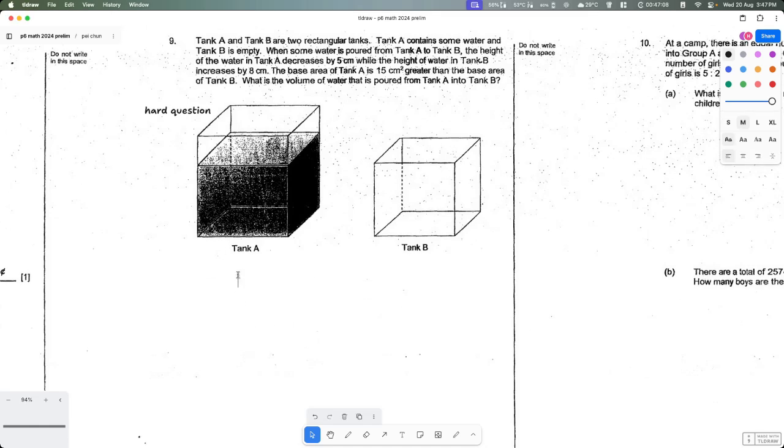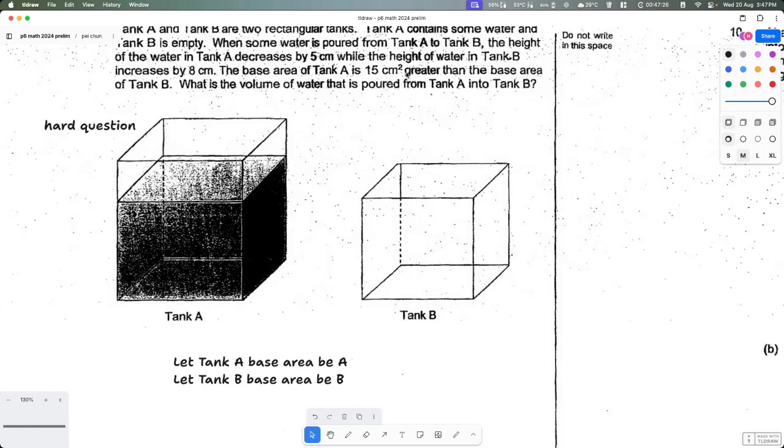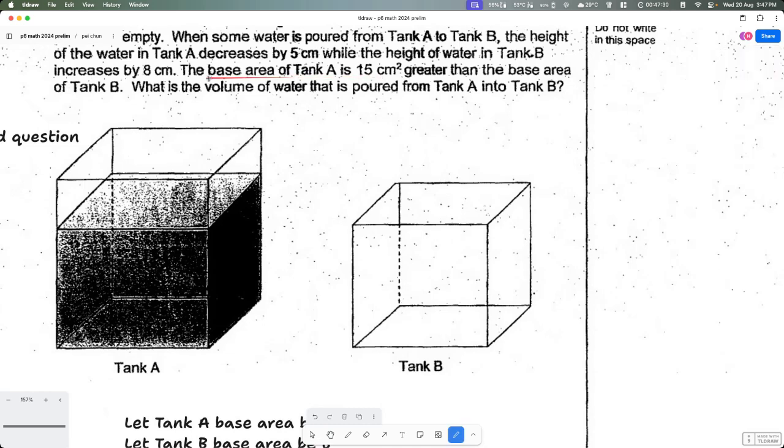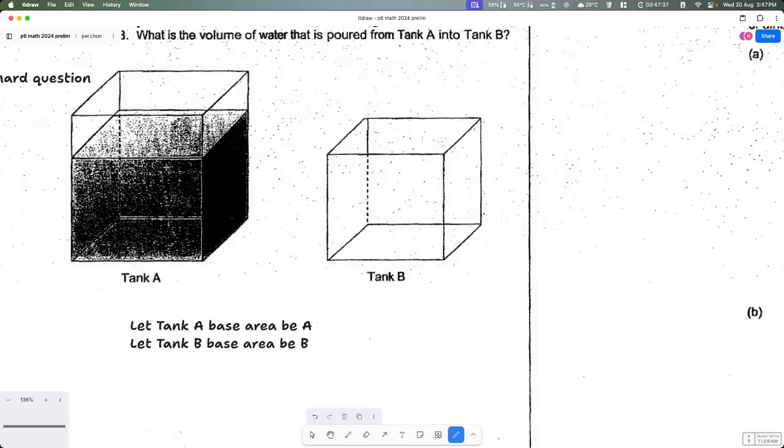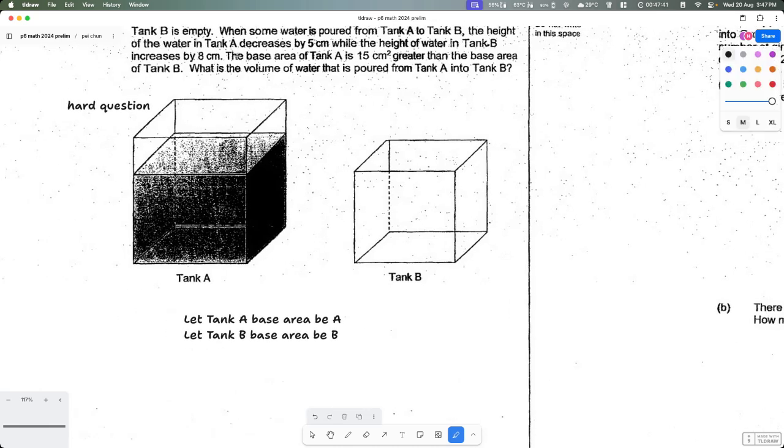Alright, so for this, what we can do is let tank A base area be A, and let tank B base area be B. Over here, if we zoom in, it says tank A base area is 15 centimeters greater than tank B. Let me just highlight a bit so it's easier to see. That means A is equal to B plus 15. Pretty straightforward, right? Centimeter square, or just put 15 over here. Highlight this. This will be very important.